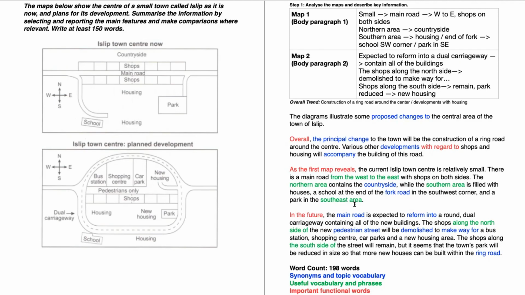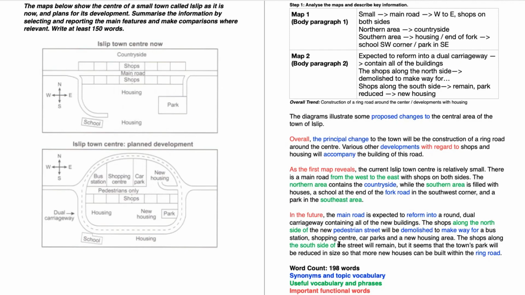And that is exactly what we said in our notes. Again, I've just highlighted the directions in green. Fork road is very helpful to know from the maps. And the countryside, which is just something I added up here, as the first map reveals, is a nice opening phrase.